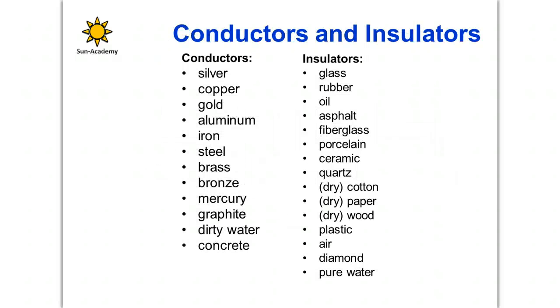It's important to know what materials conduct electricity and what materials are poor conductors or insulators of electricity. Note that pure water is not a conductor, but dirty water is a conductor. The best conductor of all is gold. Used in electrical systems, it is aluminum and copper.